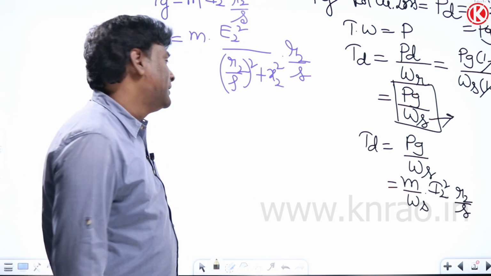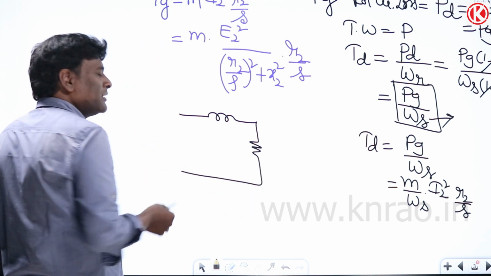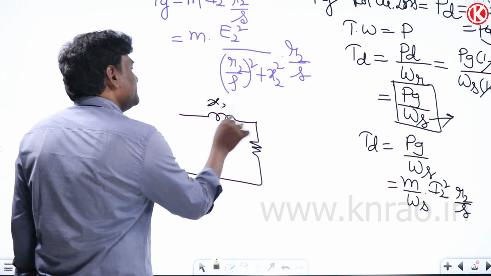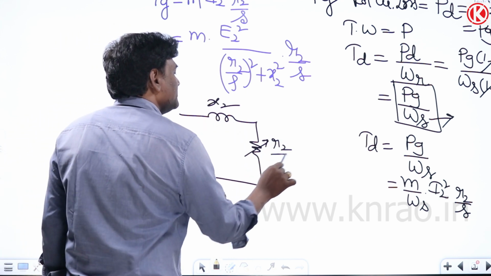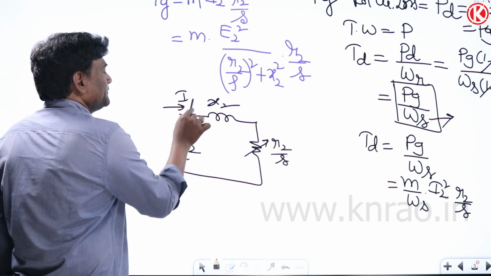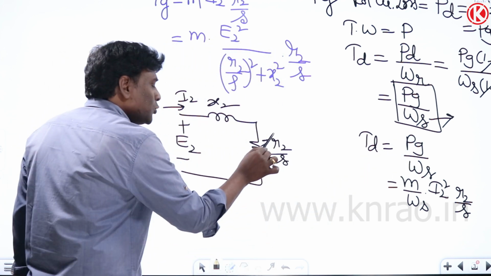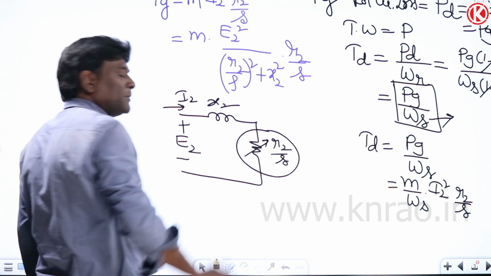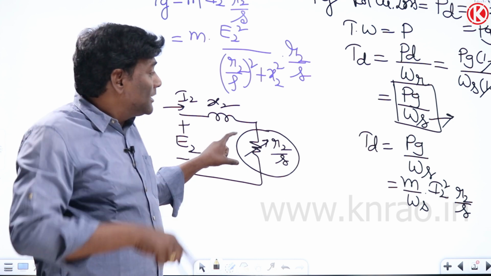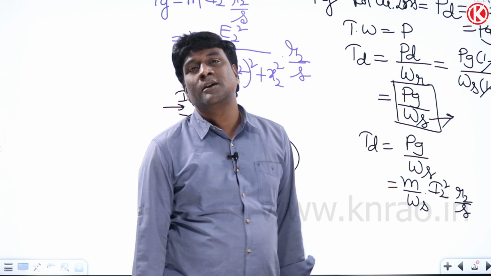Now if you want to calculate maximum power, let me draw it again, because as many times as possible you should try to draw this diagram; most of the problems can automatically be solved. Now this is X2, this is R2 by S, this is the rotor standstill induced voltage E2, and this is I2. What is PG? PG is the air gap power, the power absorbed by this particular resistance. When this PG is maximum, at that point the developed torque also is going to be maximum, because omega S is constant.